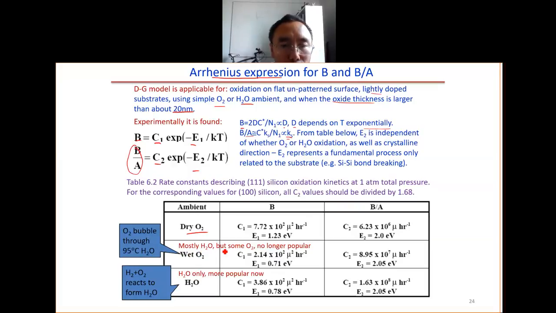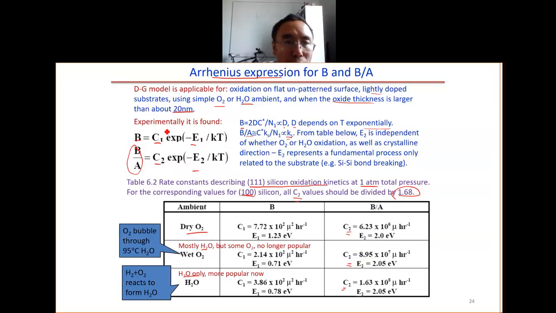So this is mostly water. This one is the pure water, no oxygen. This is oxygen and hydrogen reacting to form the water. So those are the numbers. This is the case for the 111 silicon oxidation at 1 atmosphere pressure. For the case of the 100 wafer oxidation, the C2 value here needs to be divided by 1.68. So we will see this later on.